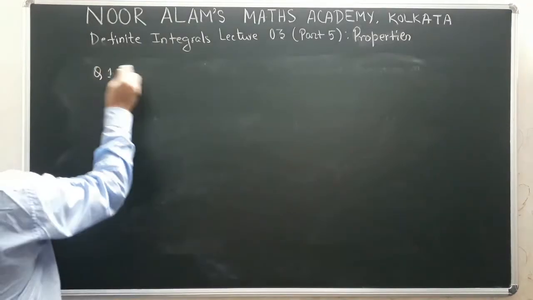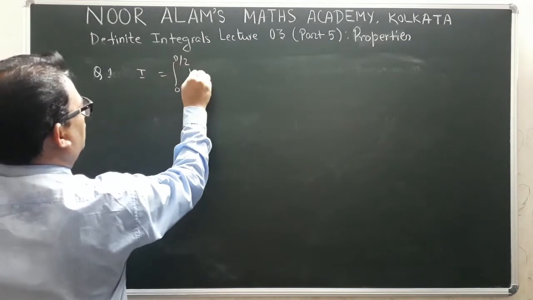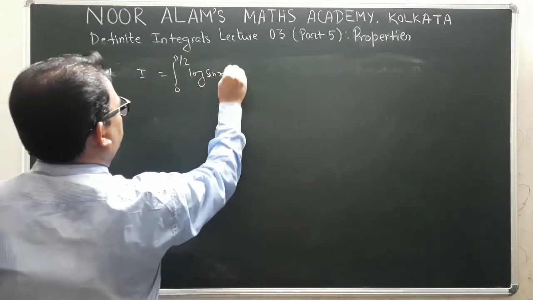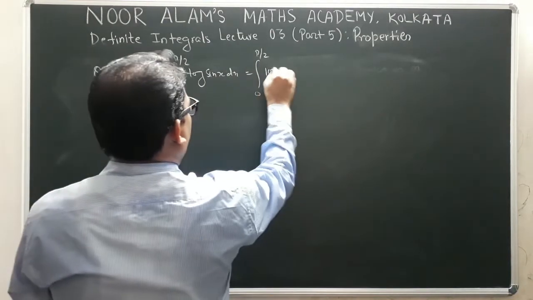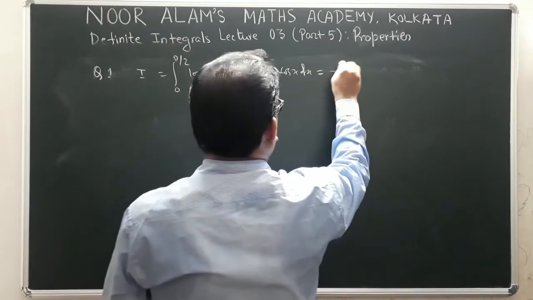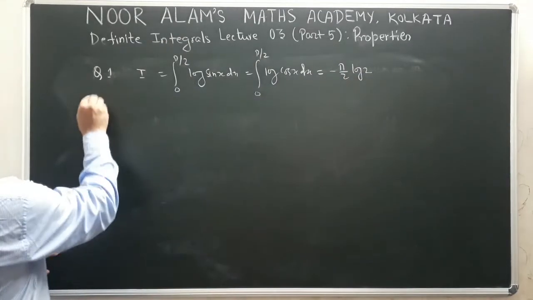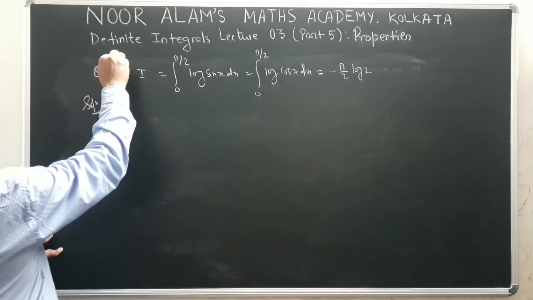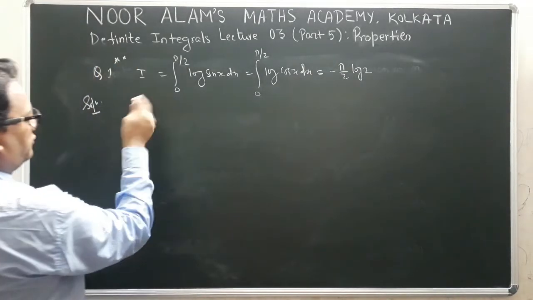Now number 1: I is equal to the integral from 0 to pi by 2 of log of sin x dx, which is equal to the integral from 0 to pi by 2 of log of cos x dx. We have to prove that this result will be equal to pi by 2 log of 2. Now the solution. This is a very important question for board purposes. In any board you can find this type of question always asked.